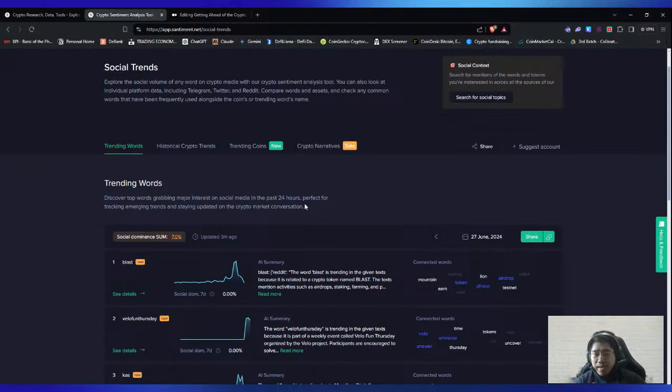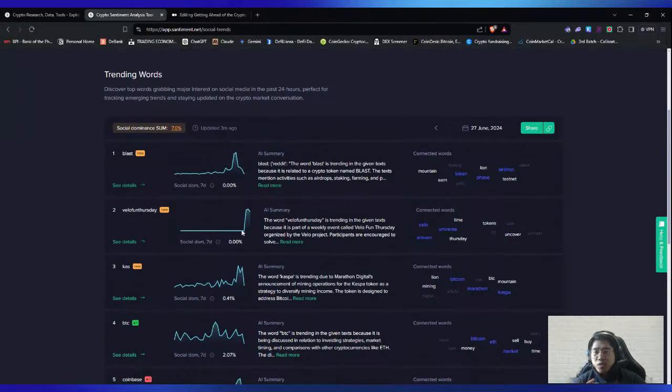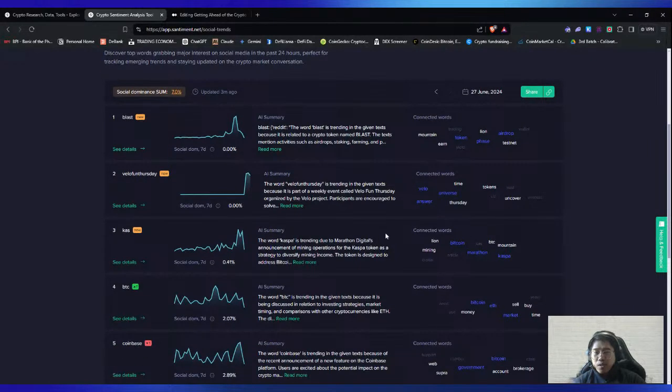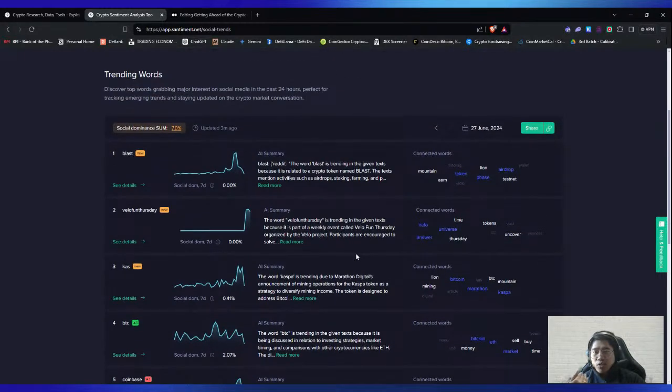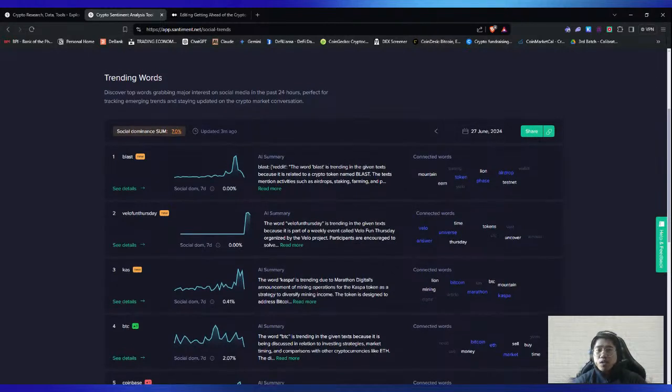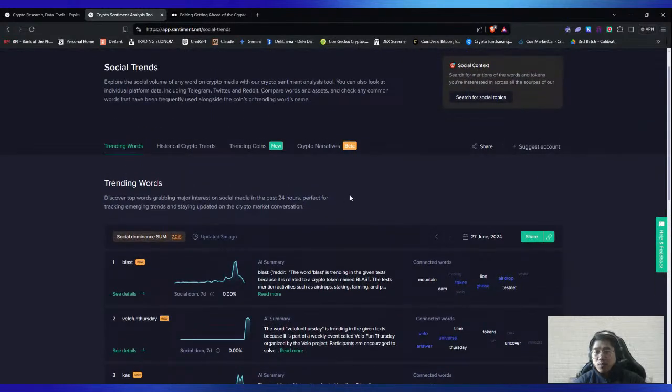Number one is Blast. Here we can see the summary that the word Blast is trending in the given text because of its relation to the crypto token named Blast. Blast actually had their airdrop just yesterday, that's why it is trending. Some of the other trending words are Velo Fun Thursday because of the event of the Velo project, the word Kaspa, and even BTC. So we can see here the trending words that are occupying the mind share of the users. What they are using here are the social media platforms of Telegram, Twitter, and Reddit.